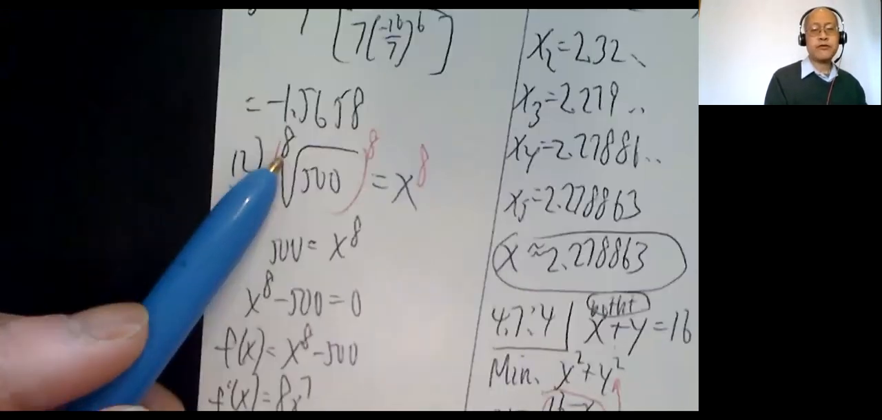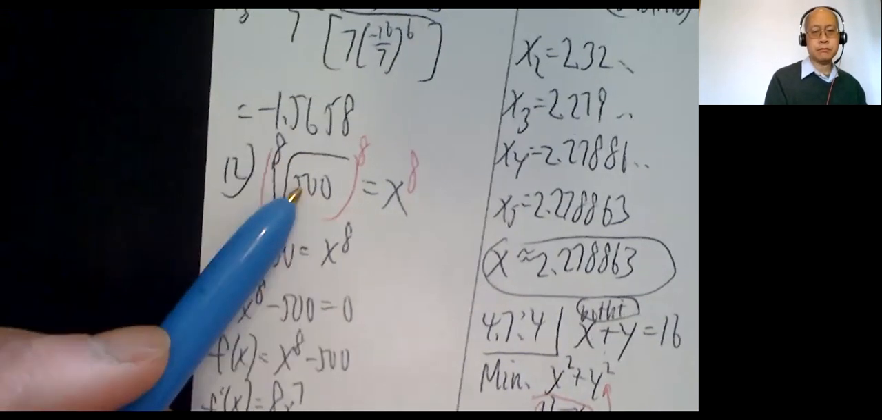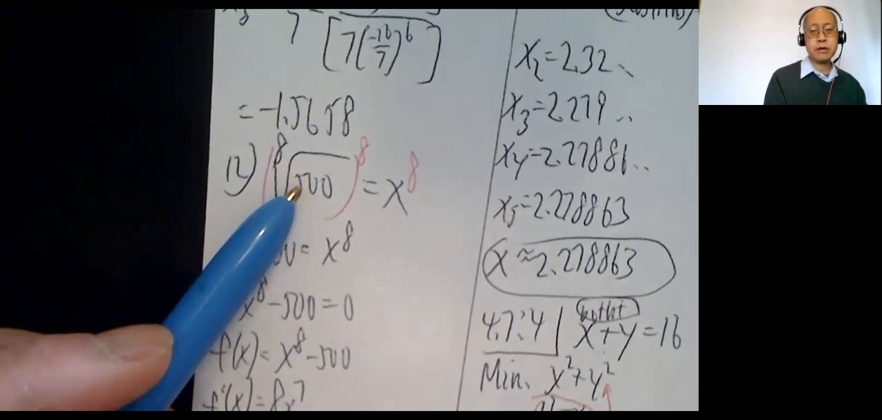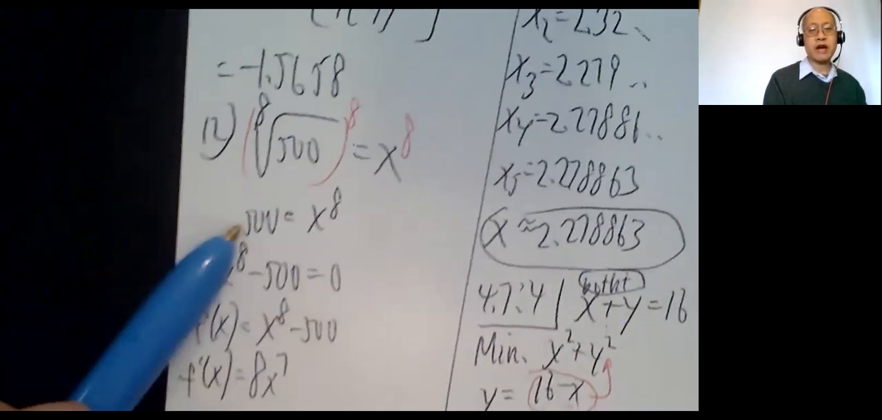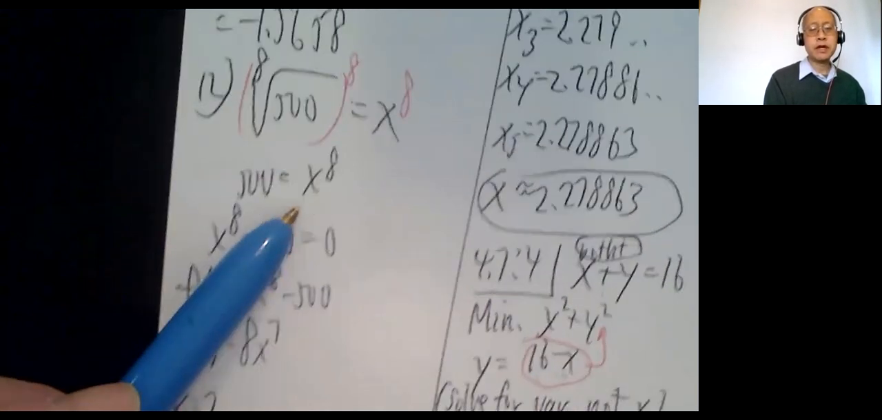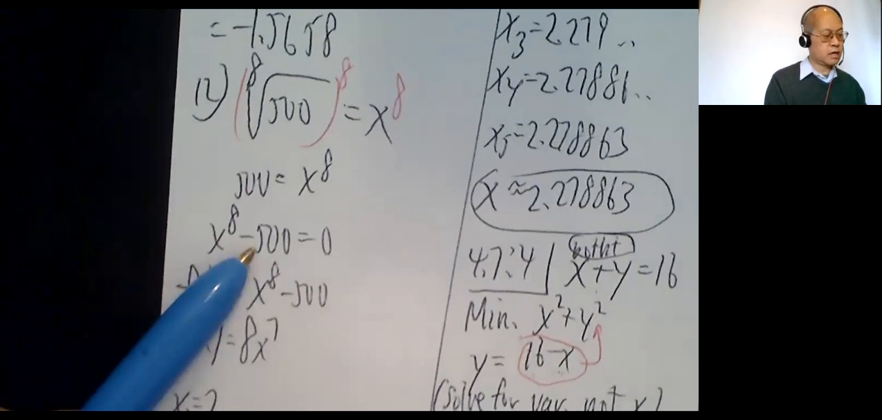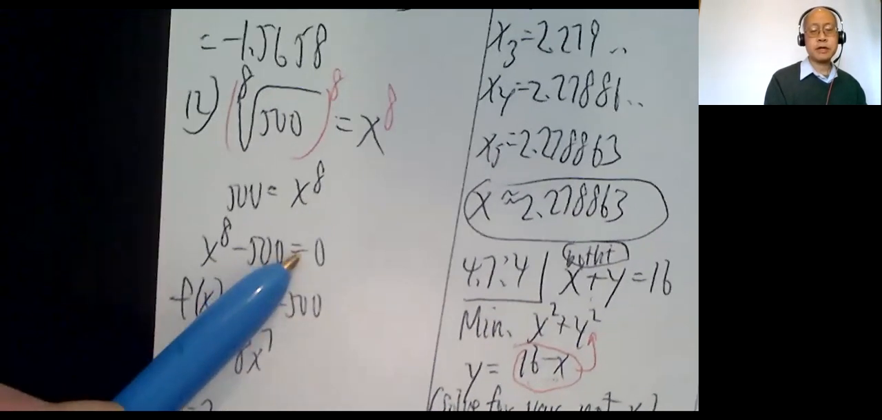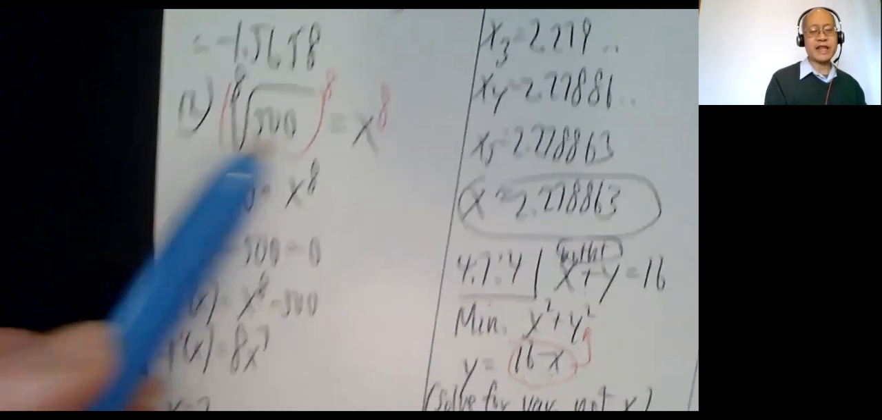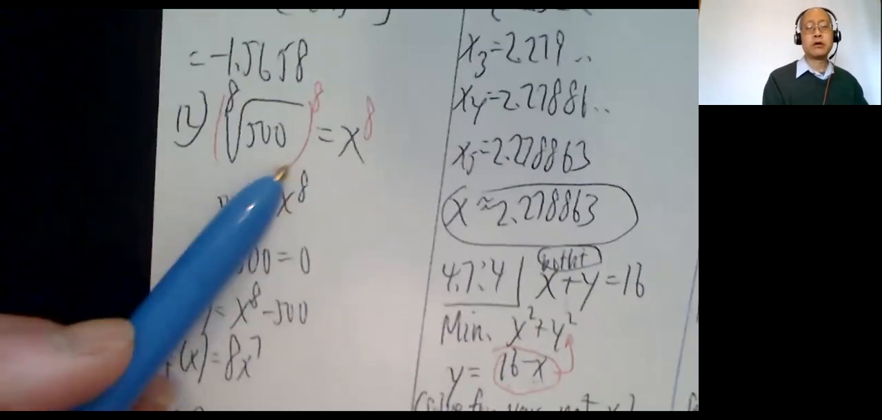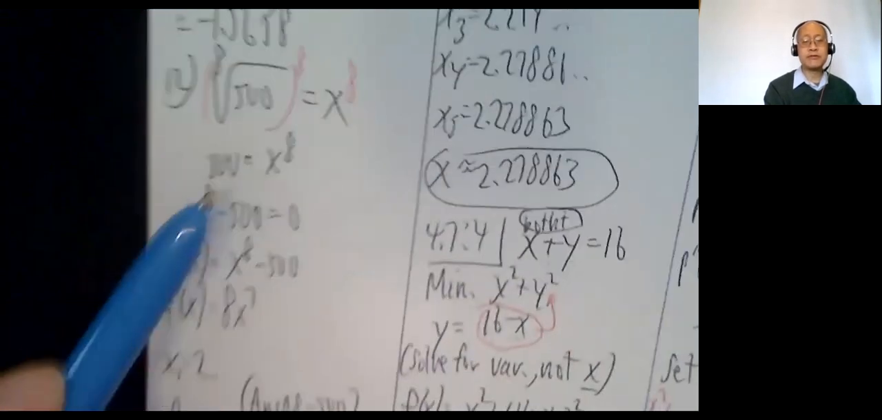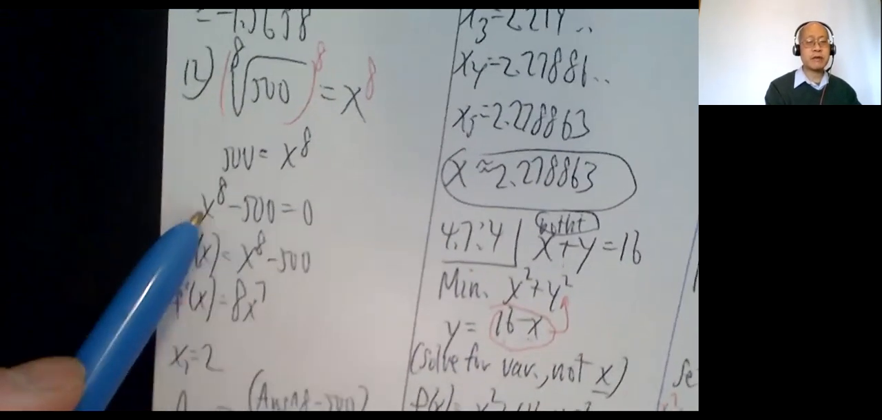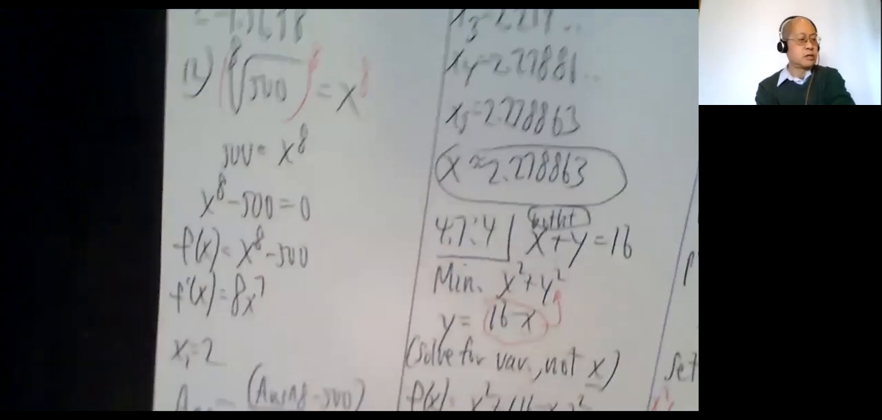All right, so we're looking for the 8th root of 500. First, we need to get a nice, easy equation. Raise both sides to the 8th power. 500 equals x to the 8th. X to the 8th minus 500 equals 0. Right? So you don't want to leave it like that. So raise both sides to the 8th power. Move over the 500, right? You have to have 0 on one side. So x to the 8th minus 500 equals 0.